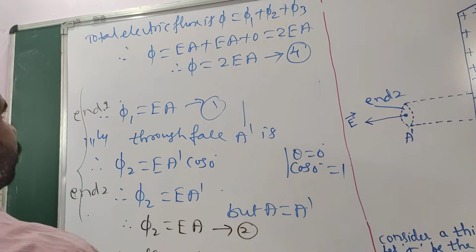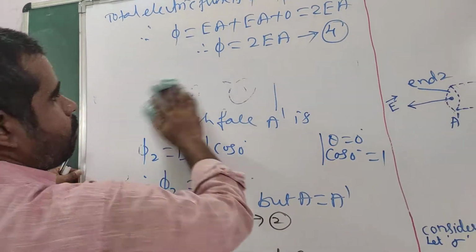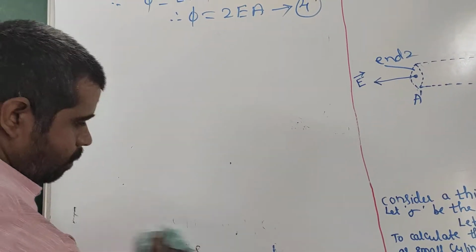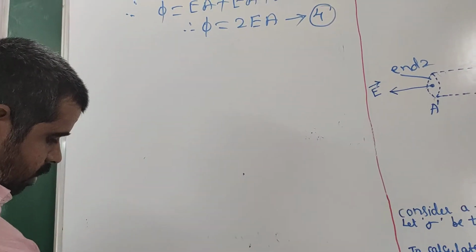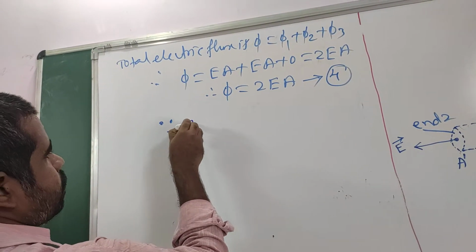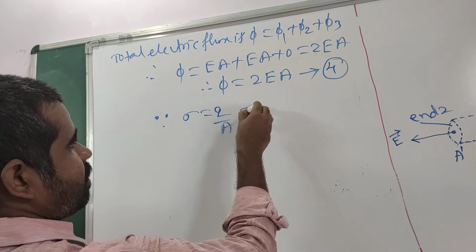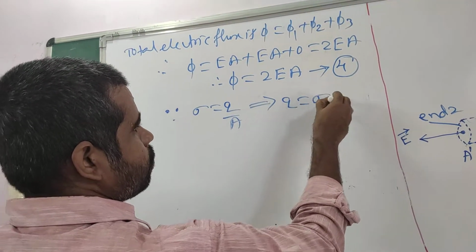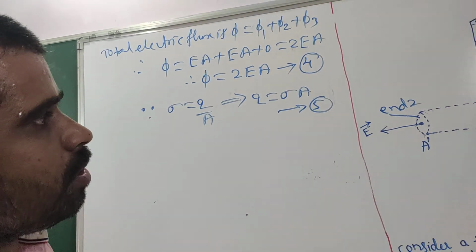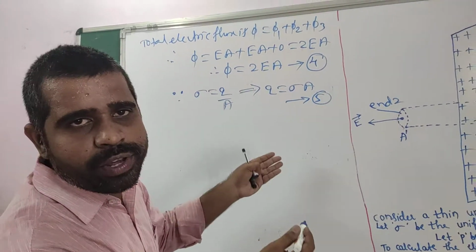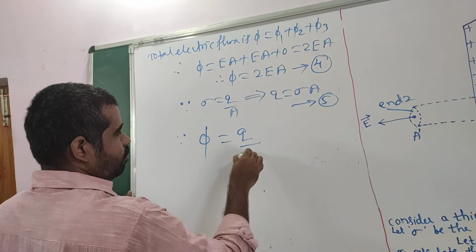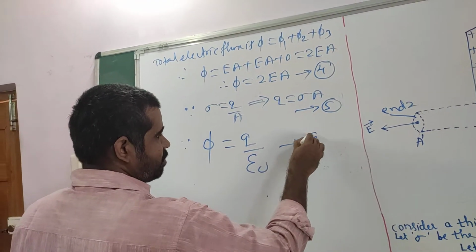Now we have this thing. Since sigma is equal to Q by A, this implies that Q is equal to sigma A. Give it as equation number 5. You are seeing phi, you are seeing Q. Why can't you substitute 4 and 5 in Gauss law? What is Gauss law? Phi is equal to Q divided by epsilon. Give it as equation number 6.